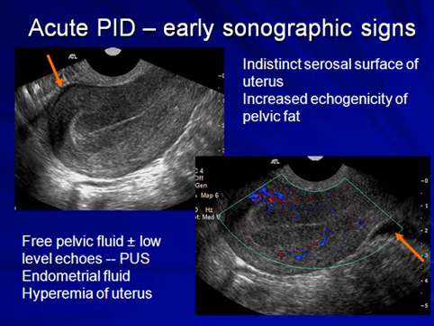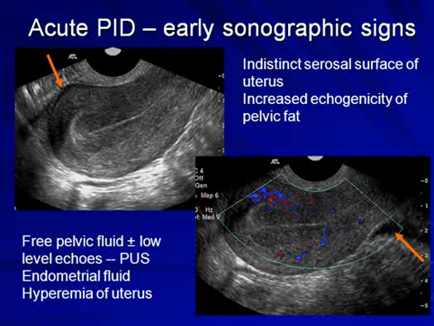Well, what are the findings on pelvic sonography in acute PID? The early sonographic signs can be very subtle. Here we see a sagittal image of the uterus, and notice that there is an indistinct serosal surface of the uterus, just a tiny bit of fluid here anterior to the uterus and in the cul-de-sac. And an astute observer might see that there is some increased echogenicity of the pelvic fat due to the inflammation.